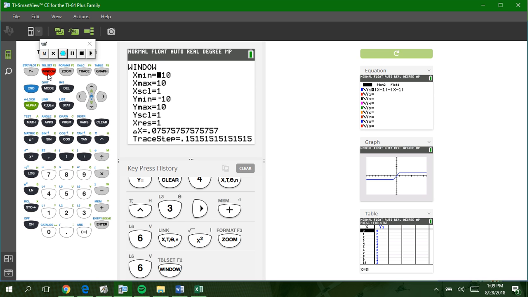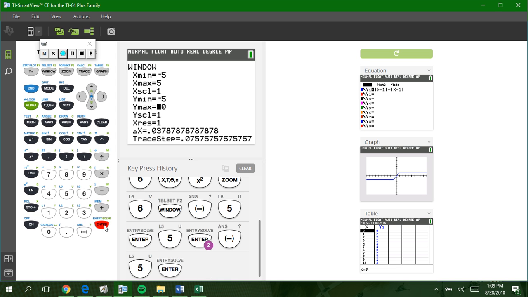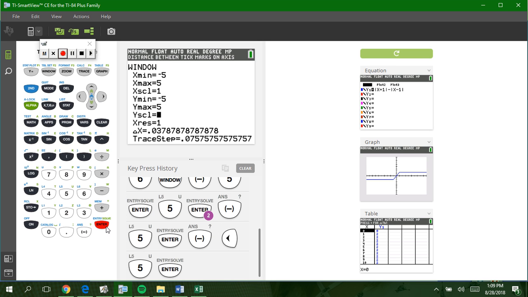I'm going to go, let's go -5 to 5. So my x min, remember that's the lowest x value I have. Okay, my y min, I'm going to go -5 to 5. And the y scale, what that means is that each increment is being dictated by one tick mark. So I'd go -5, -4, -3. Each tick mark is 1. Everybody with me on that?